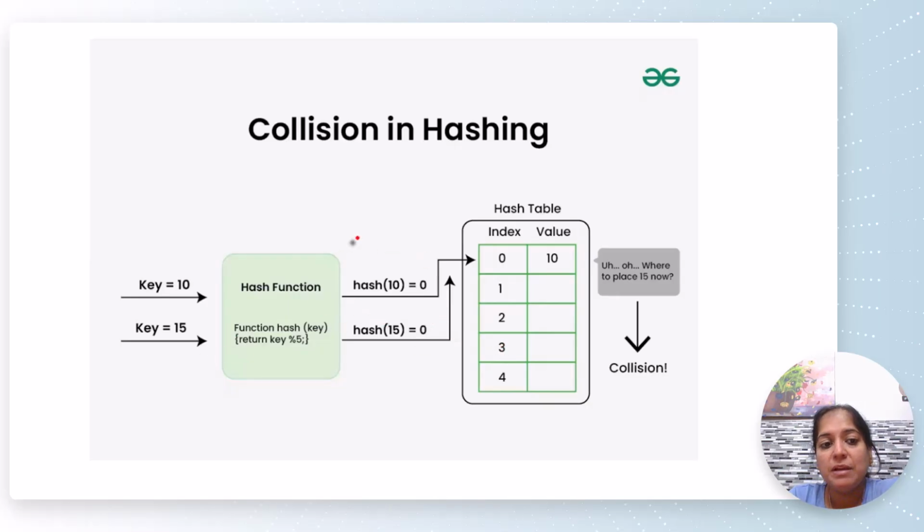There is one more example. If you see, we have a key 10 and a key 15. My table size is 5, so we will take the modulo 5. 10 modulo 5 returns 0, so 10 is mapped on index 0. Now another key is 15. 15 mod 5 again gives us 0, but 10 is already at index 0. So we cannot put 15. So this is a collision.